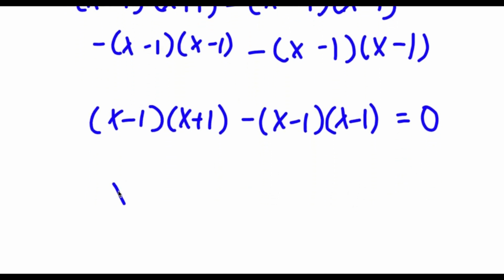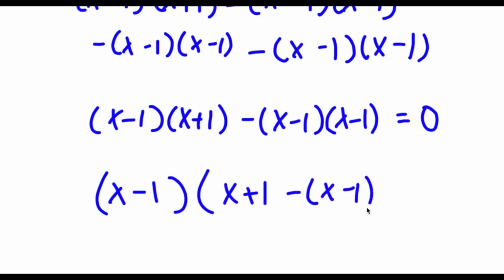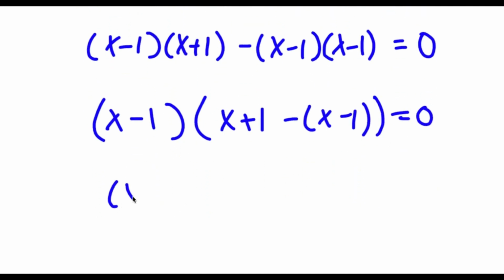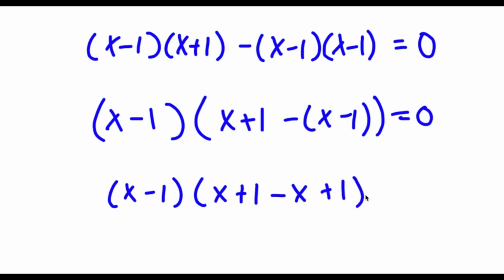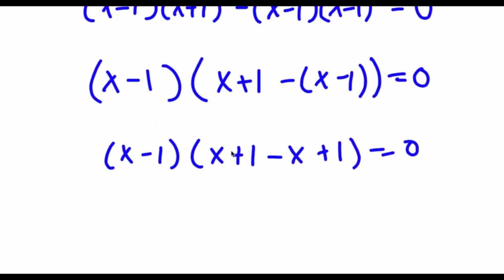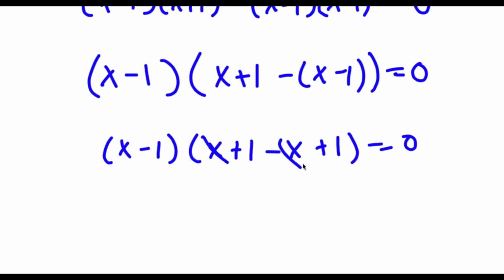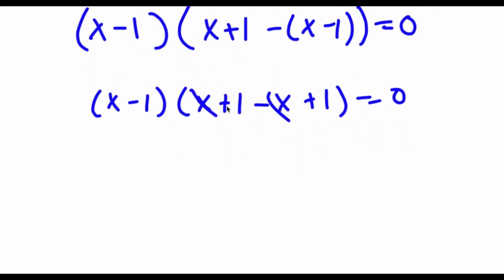Now if I factor out x minus 1, I get x minus 1 times x plus 1 minus x minus 1, and this is equal to 0. Now it's equal to x minus 1 times x plus 1 minus x plus 1, which is equal to 0. Now these two x's cancel out, and I'm left with 1 plus 1, which is equal to 2. So I have x minus 1 times 2 is equal to 0.